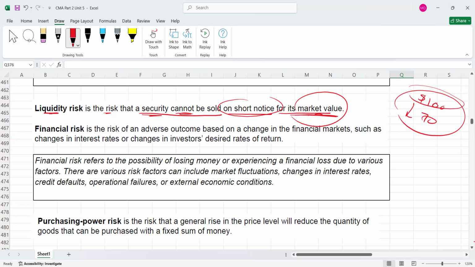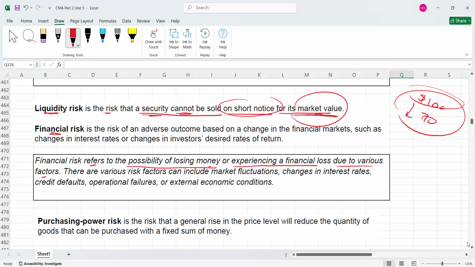Then we have financial risk, guys. This is actually a very broad word. Financial risk refers to the possibility of losing money. Wherever there are chances or uncertainty that you may lose your money on your investment, that is financial risk, right? So financial risk refers to the possibility of losing money or experiencing a financial loss due to various factors. Simply, you may lose the money, that is financial risk.